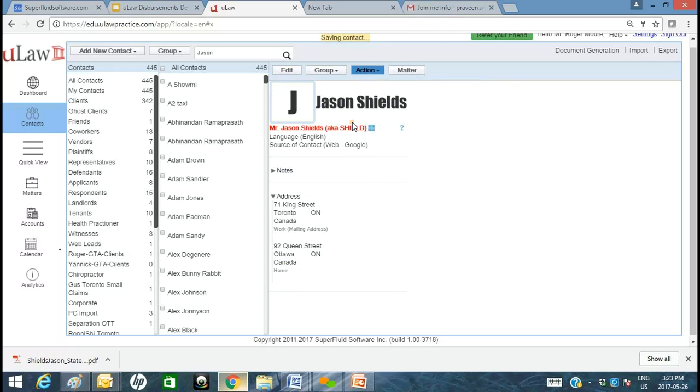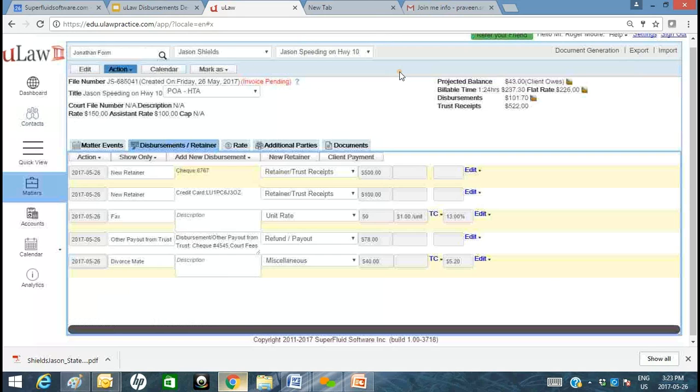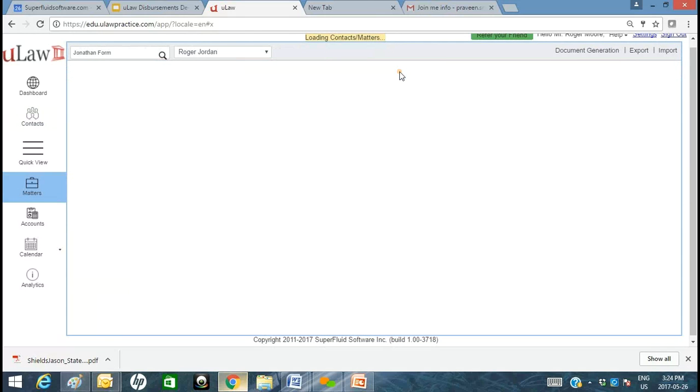Now let me go ahead and create a matter so that there's a file. As I said, the disbursement is made specific for a client. And if you can, make it even more specific for a file or a matter, because you may have multiple files for the same individual. Let's go ahead and create that matter for Mr. Roger Jordan.